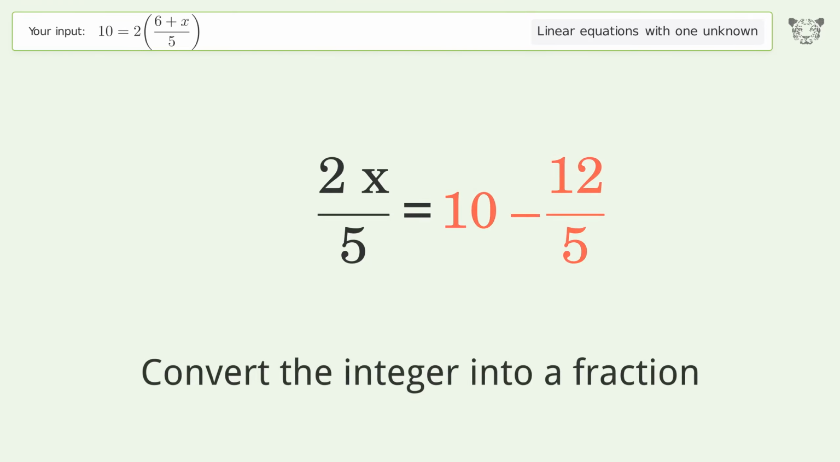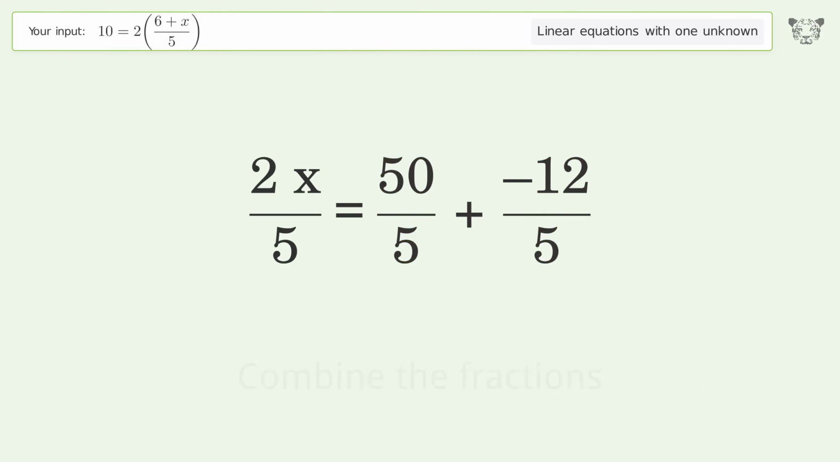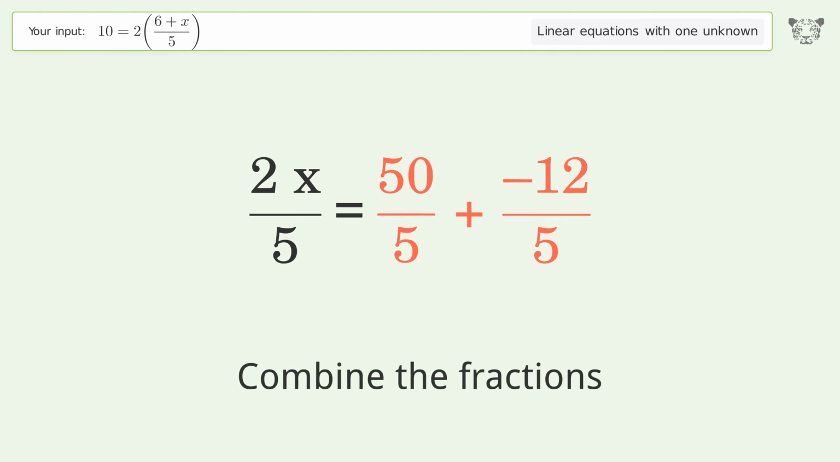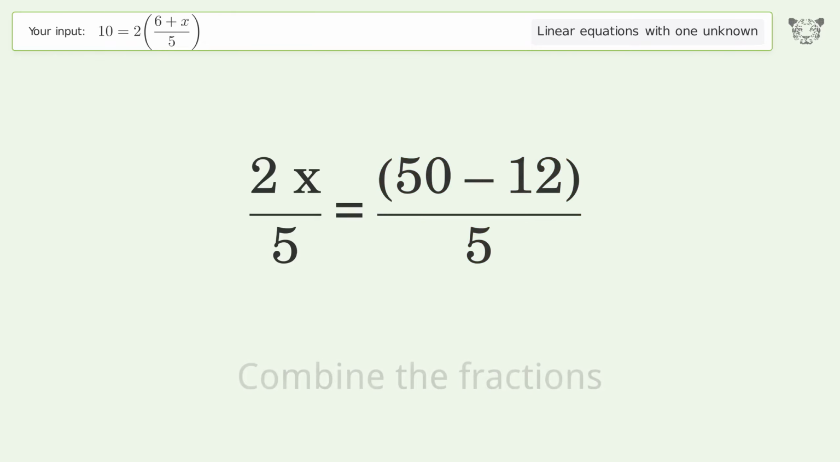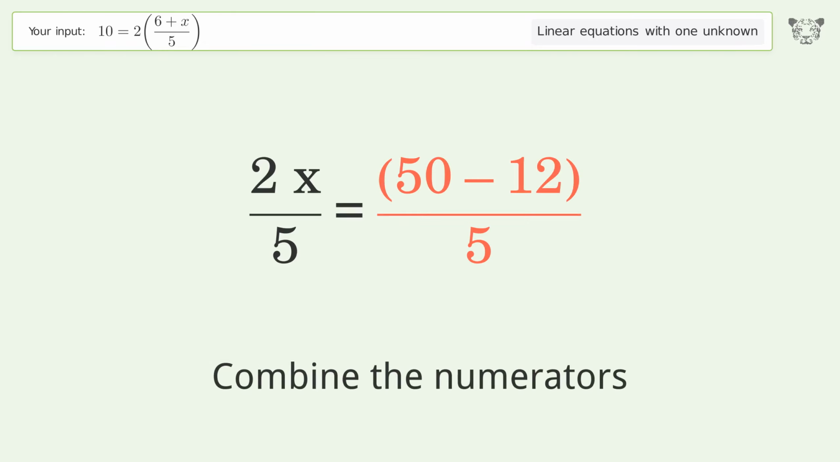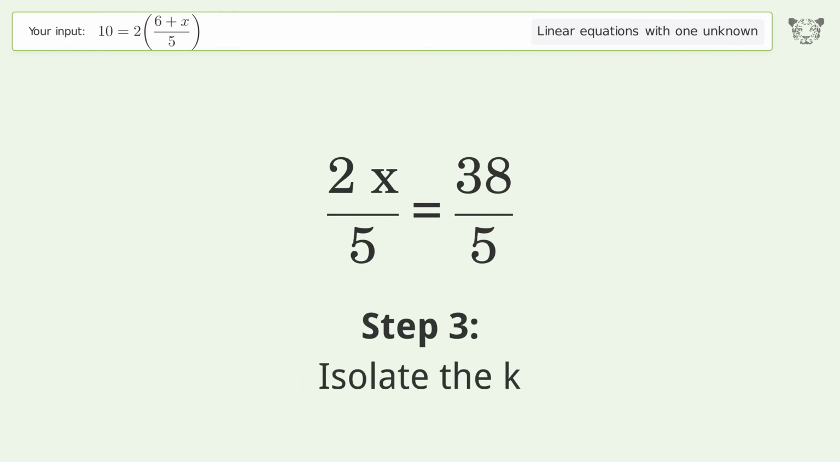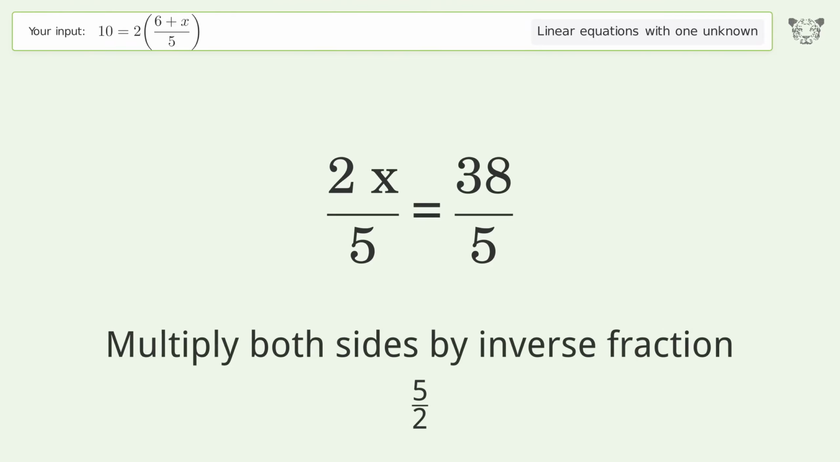Convert the integer into a fraction. Combine the fractions. Combine the numerators. Isolate the k. Multiply both sides by inverse fraction 5/2.